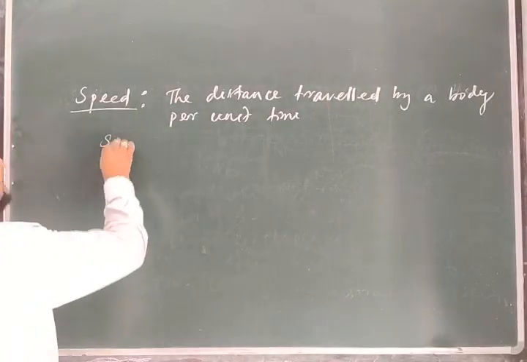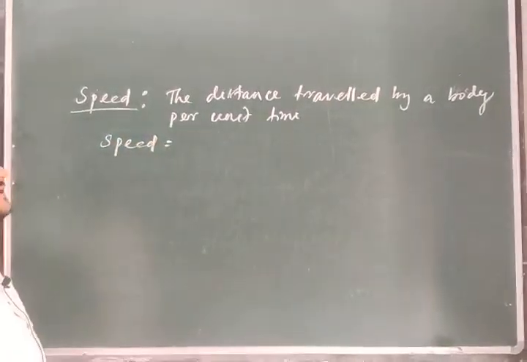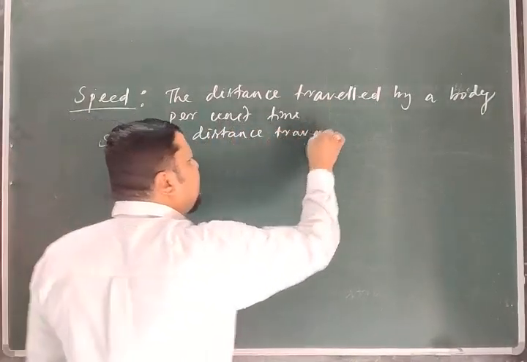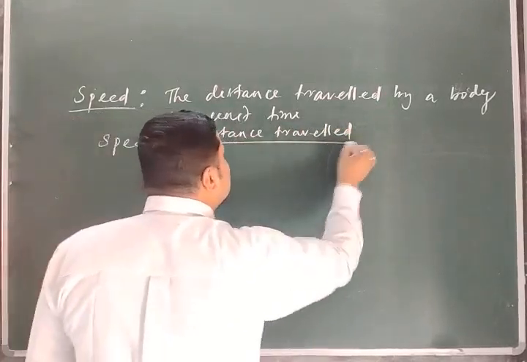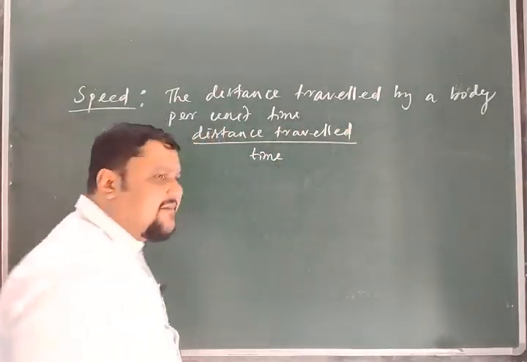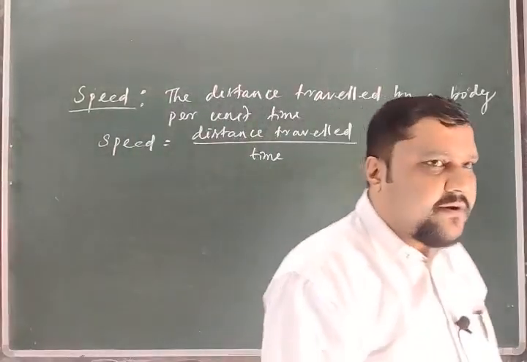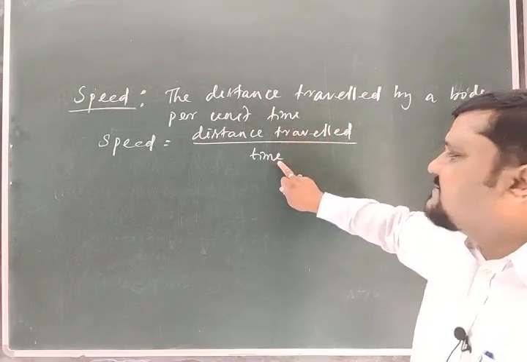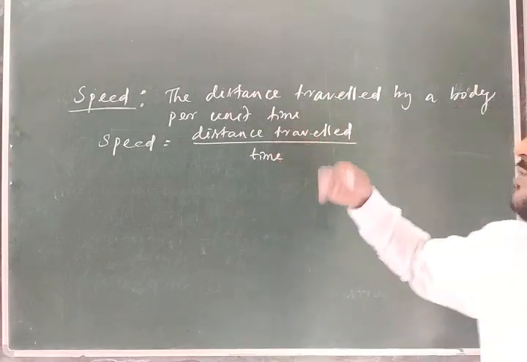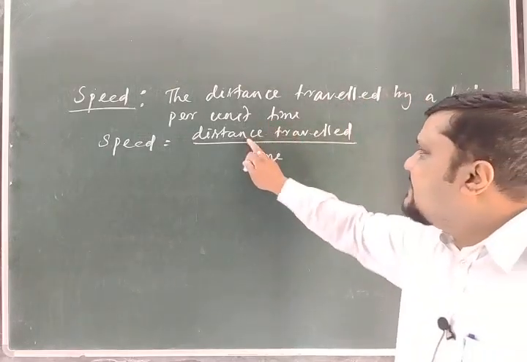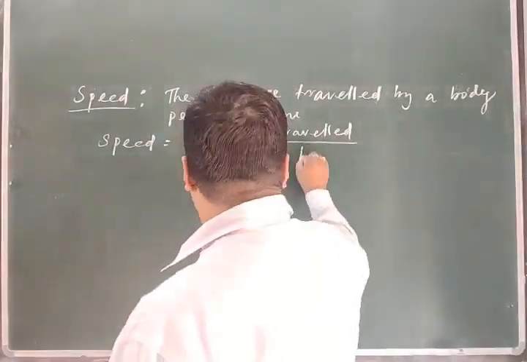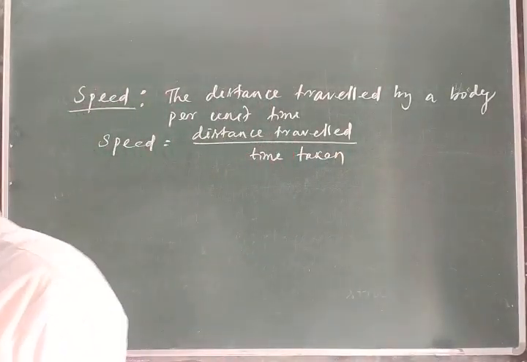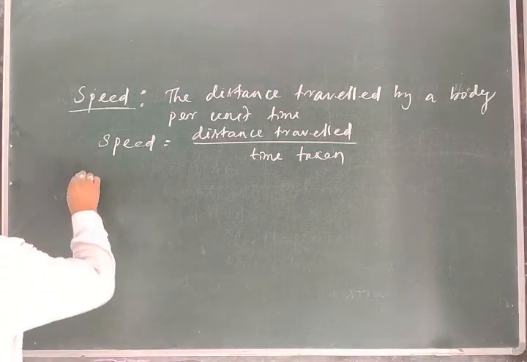Mathematically, speed is equal to the distance traveled divided by the time taken. For example, if in 5 seconds I traveled 20 meters, then what is my speed? The total distance traveled is 20 meters, divided by 5 seconds, so it gives you the distance per unit time. That is the distance traveled by the time taken by the particle.